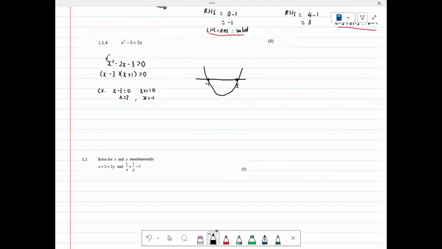And we are looking for where it is greater than 0. So greater than 0 is positive. So it's this region over here and this region over here. The values of x corresponding with this is x less than minus 1, and the values corresponding to this solution is x greater than 3. Please note that the value is excluded because it's a strict inequality, and that's the graphical representation of the solution.